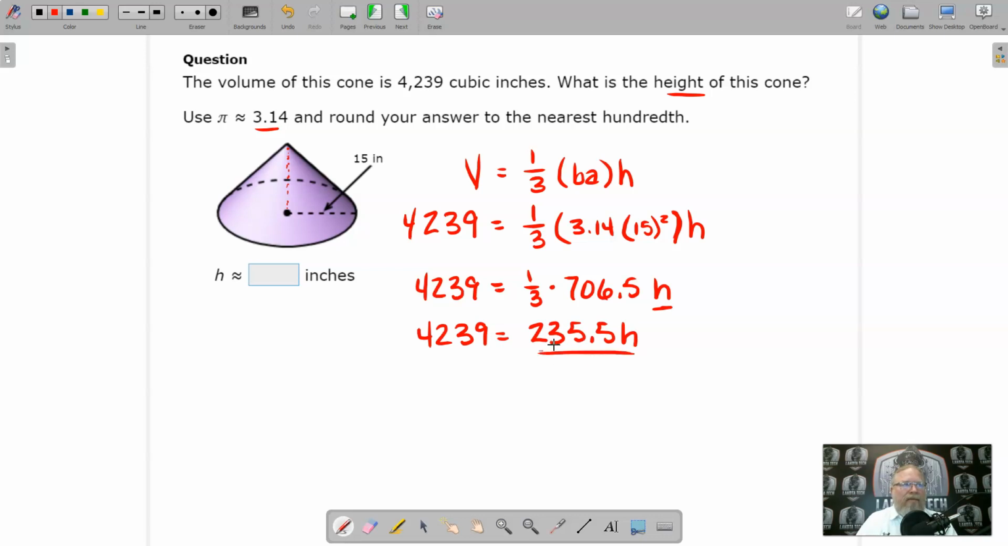Now I need to divide both sides by the coefficient of 235.5. And what I do to one side, I'm going to do to the other. So these would cancel each other out, leave me with the H. And 4239 divided by the 235.5 is going to be 18. So in this case, my height of this cone is 18 inches.